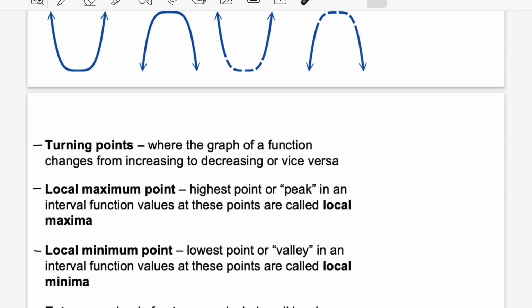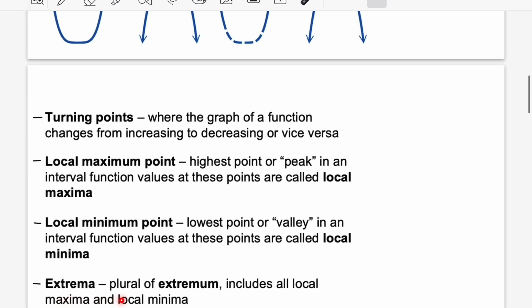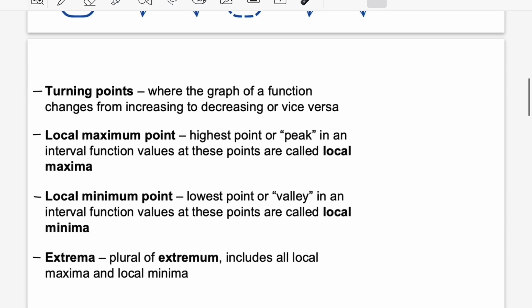Okay. And then we also have what's called extrema. So this is the plural of extremum. And so these maximum and minimum points are called extremum or extrema or extreme values or extreme points.